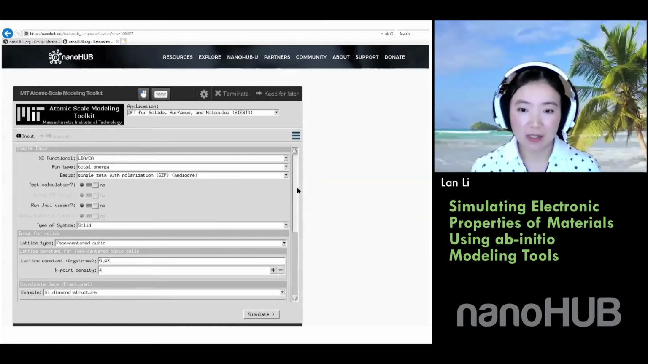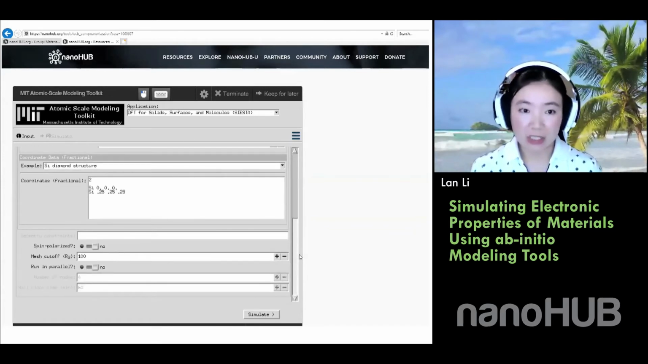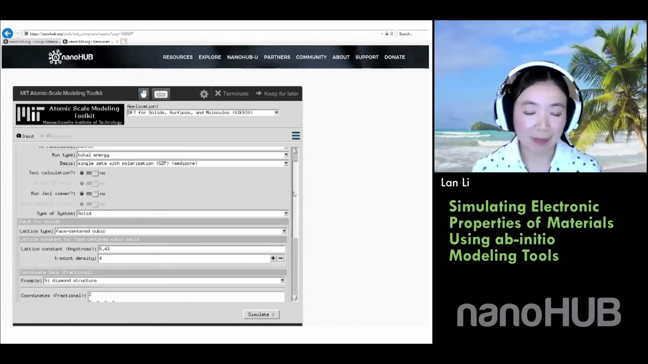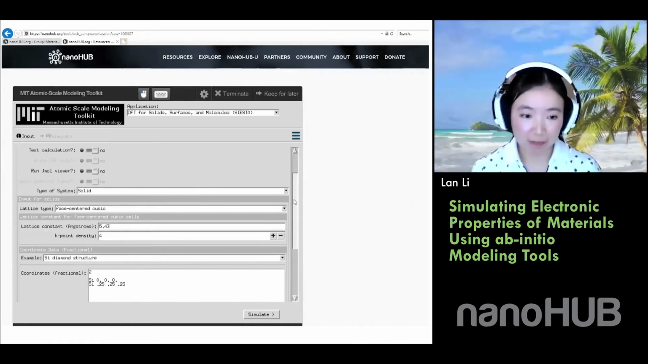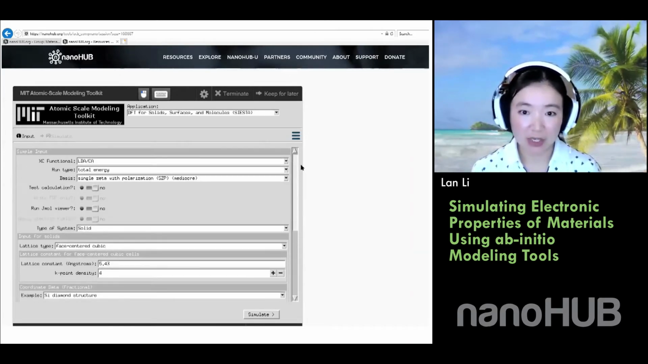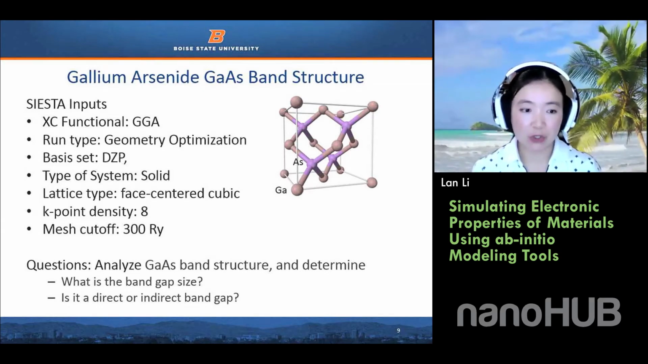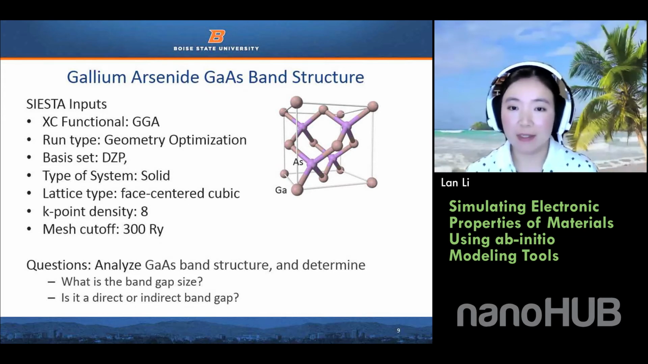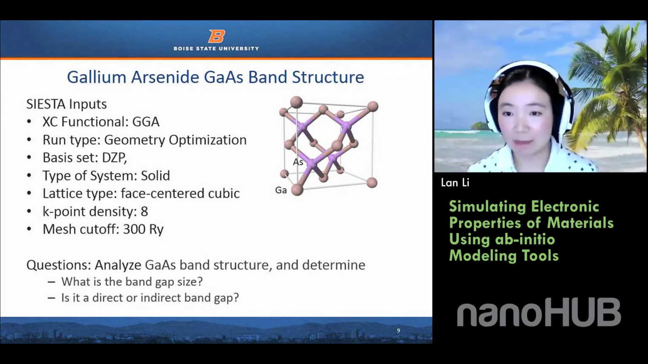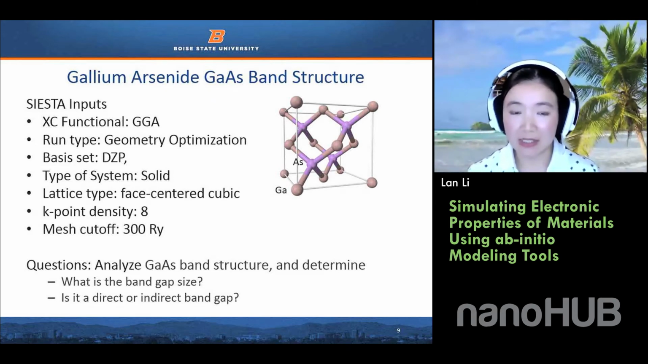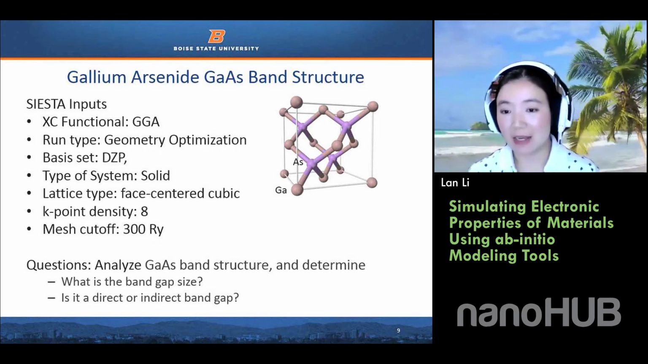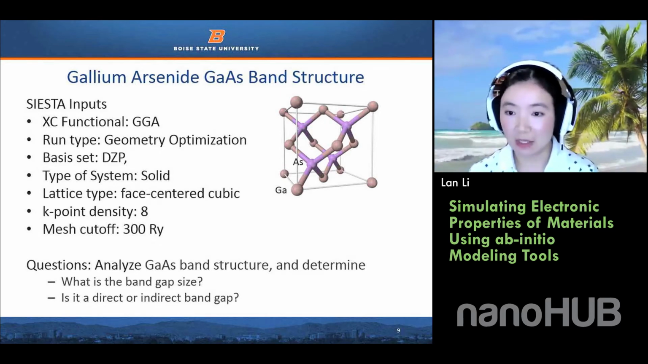Here, this is the panel where the student needs to specify the input. That's why I said it's very simple. You don't need to worry about too many parameters you need to understand before you can jump into the simulations. Today I'm going to show you one simple example. For example, if I want to simulate this gallium arsenide band structure, here is the SIESTA input I'm going to specify for my simulation. For gallium arsenide, you have gallium and arsenide, and this is the crystal structure.